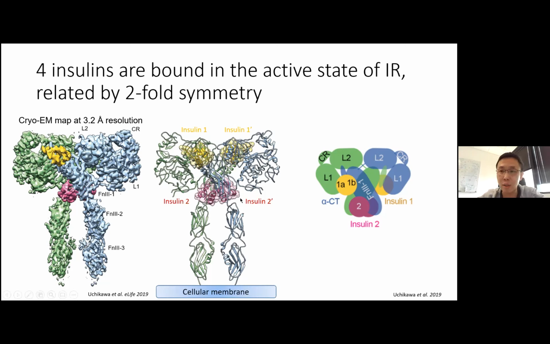The binding site of the other two insulins is in the middle part of the receptor, on the outer surface of the fibronectin 1 domains. We think this is the new insulin binding site, site 2. So, to quickly summarize, we can show four insulins binding here: two are bound at the canonical site 1 and two are bound at site 2, and these four insulins are related by the twofold symmetry.